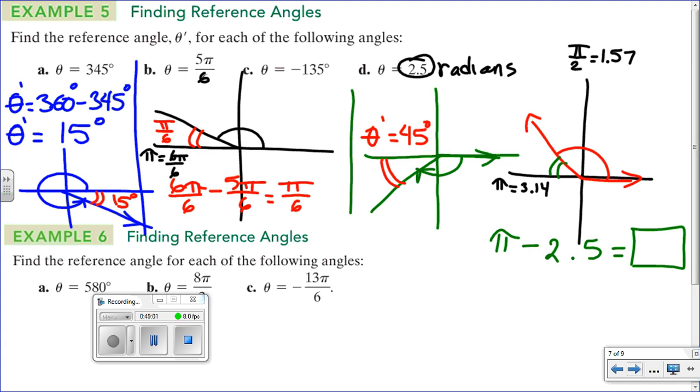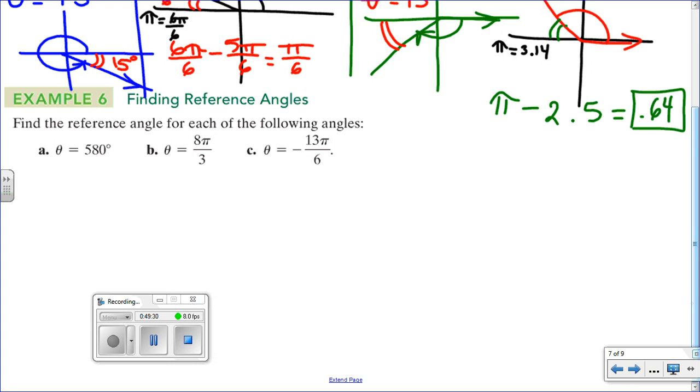Can someone give me that number, please? 0.64. Okay, great. Now, can we find reference angles of angles that are bigger than 360? Yes, definitely. So here we have a 580. So first of all, we'll have to subtract 360. So that gives 220.